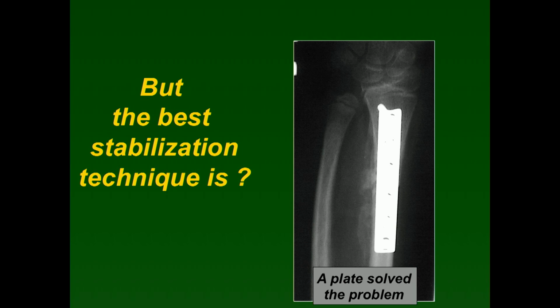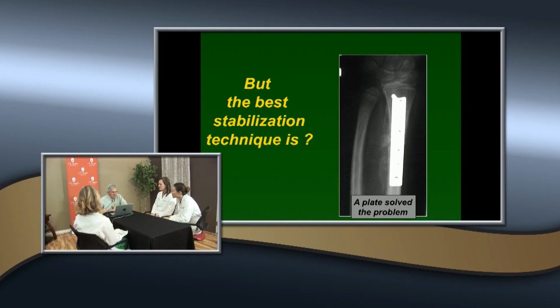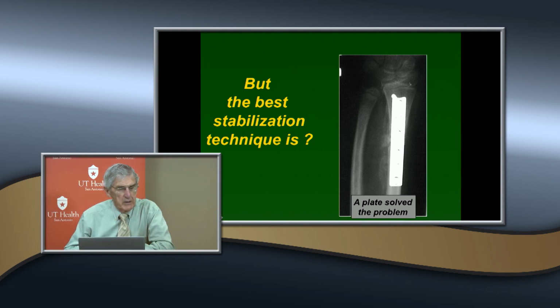And have we gotten a good reduction? How do you assess it? Yeah, because we reestablished the radial length.